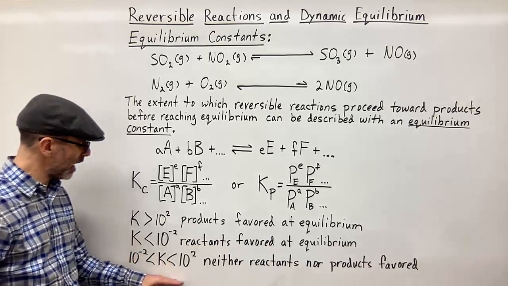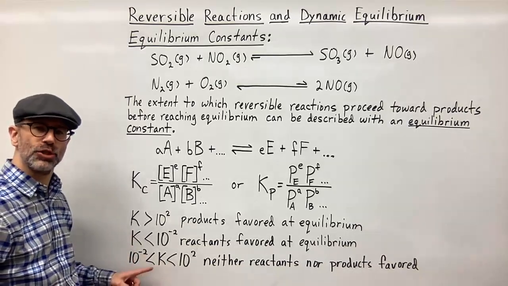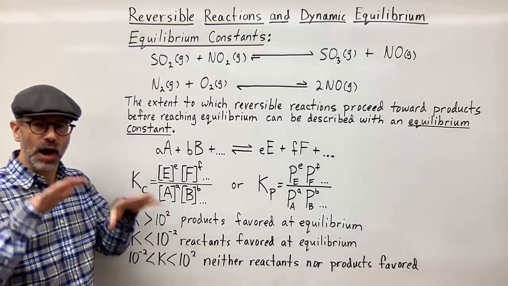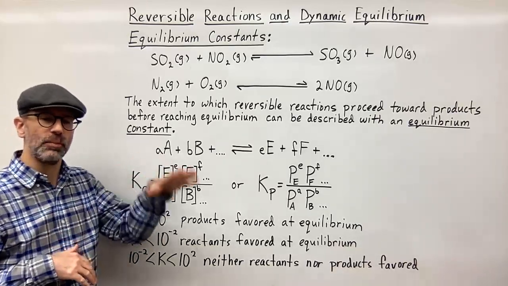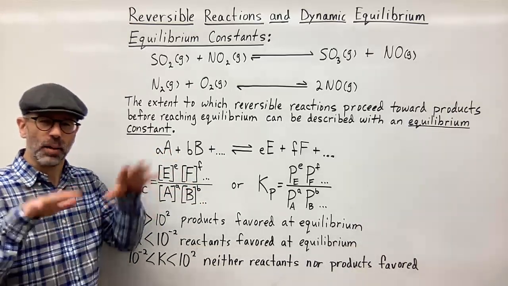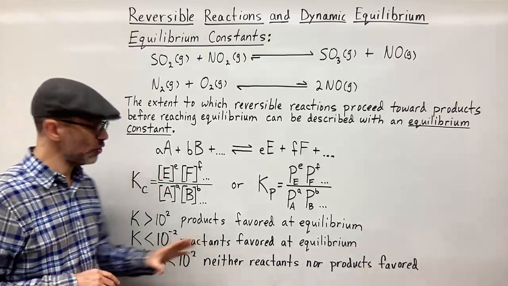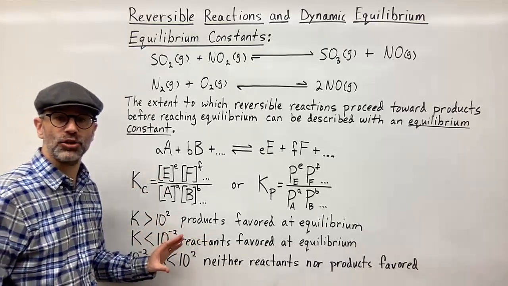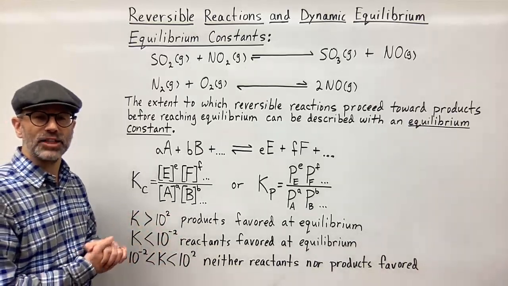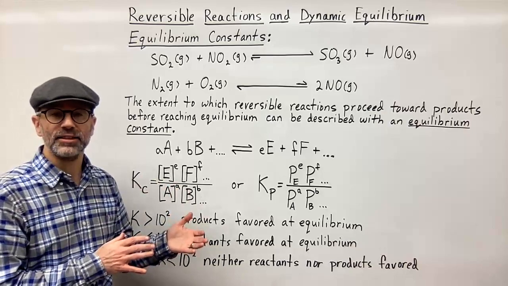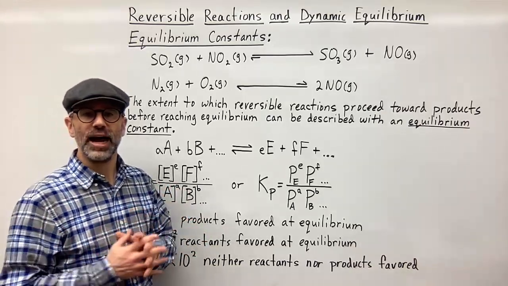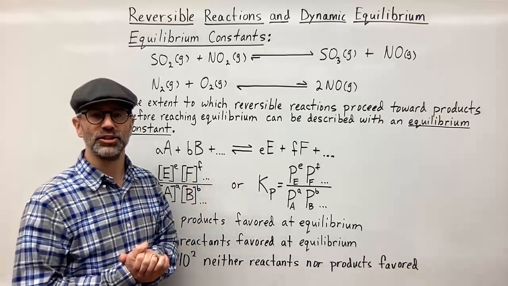So you're going to have more reactants at equilibrium than products. If your K value is somewhere in between those two, then neither one is favored. So they're going to be approximately equal to each other. The amount of product is going to be approximately equal to the amount of reactant at equilibrium. So that's how you can use your K value to determine whether the reaction favors products or reactants. So the next thing I want to talk about is homogeneous reactions versus heterogeneous reactions.